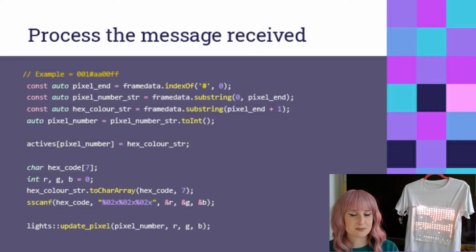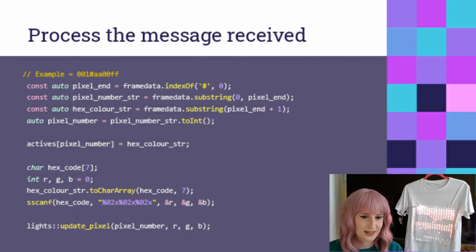We're going to split up that hash character into two separate strings. Then we're going to convert the hex into RGB. Then we're going to send the pixel number and the RGB values to the lights to update.